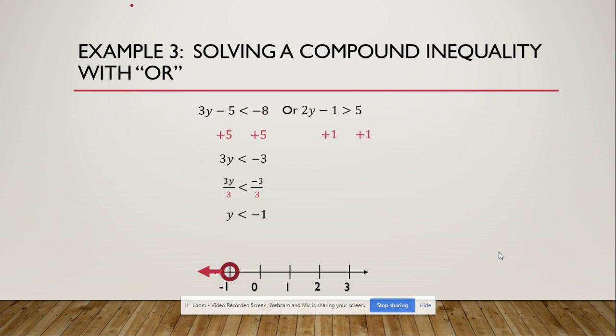On the right, we're going to use that plus 1 to eliminate the minus 1. We're going to divide by 2 to eliminate the multiplied by 2. So y is greater than 3. Now we're going to graph that one. Dot at the 3, going in the greater than direction. And because it was or, all we needed was the combination of the both, and that's what we've just made.